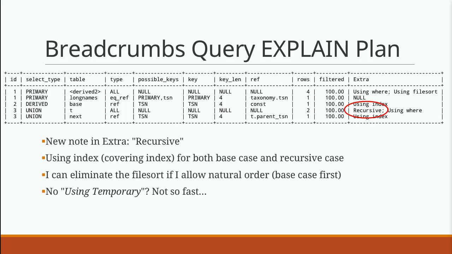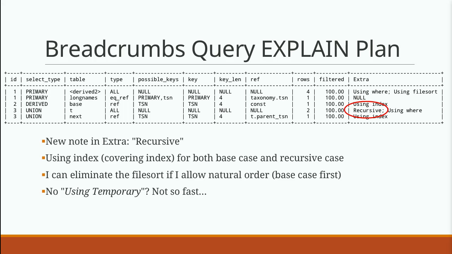When I did an explain on this, I noticed a few things. There's a new keyword that appears in the explain plan called recursive. That is a hint to us that it's using a particular implementation that is not something we had seen before in an explain plan. I also noticed that I have my covering index, so it says using index for both the base case and the recursive case. So that was a very advantageous index to create. I do have a file sort because I'm sorting by the depth of the report. If I don't care about the sorting, I can eliminate the file sort.